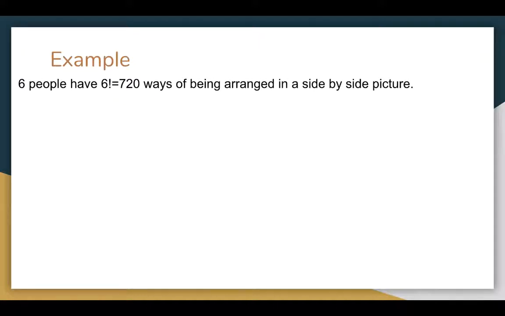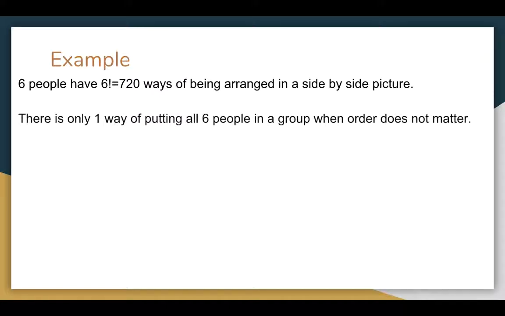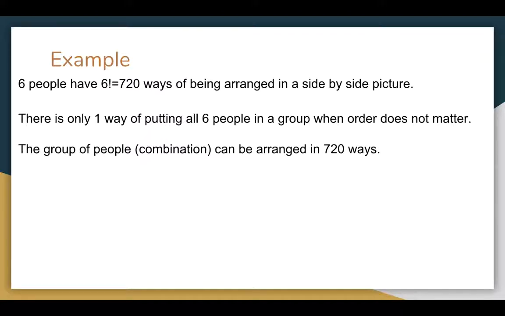An example, just point by point. If you had 6 people, there would be 6 factorial ways of arranging them side by side. So 6 times 5 times 4, all the way down to 1. That's 720 ways of arranging them. There is only one way of taking these 6 people and putting them in a group. If you had to group all 6 of them, you just take all 6, and it's a group of 6. That one group of people, that one combination, can be arranged in 720 ways.